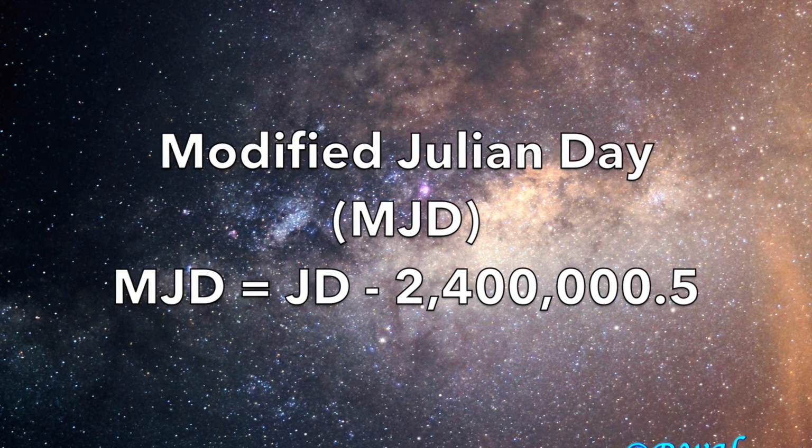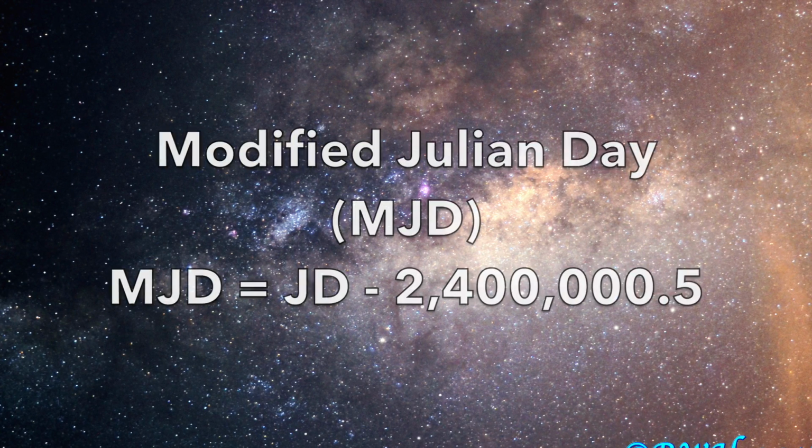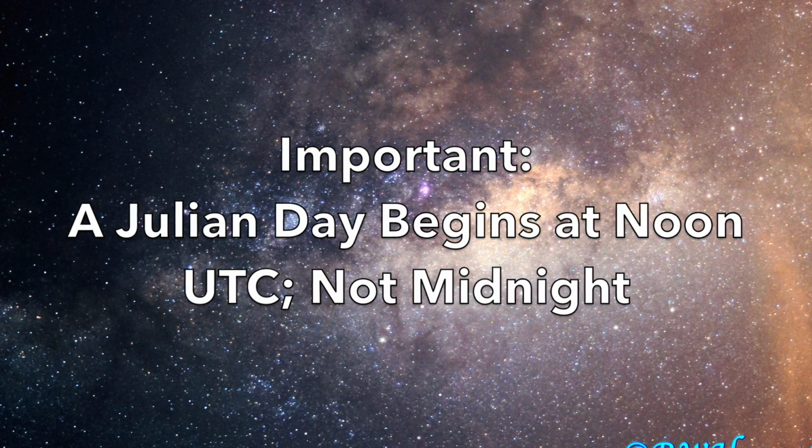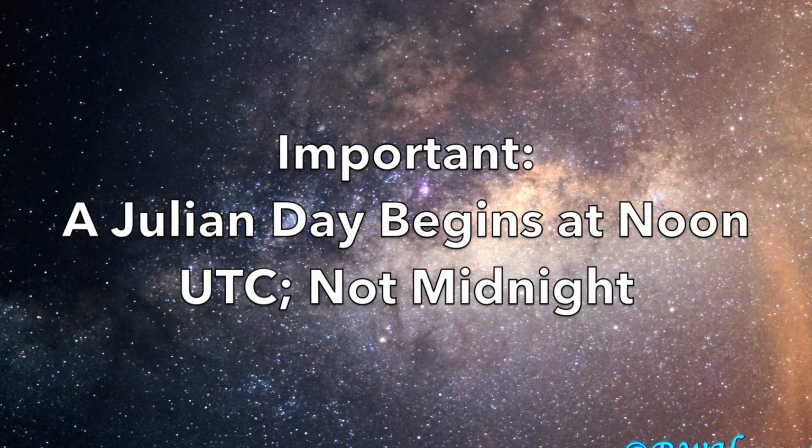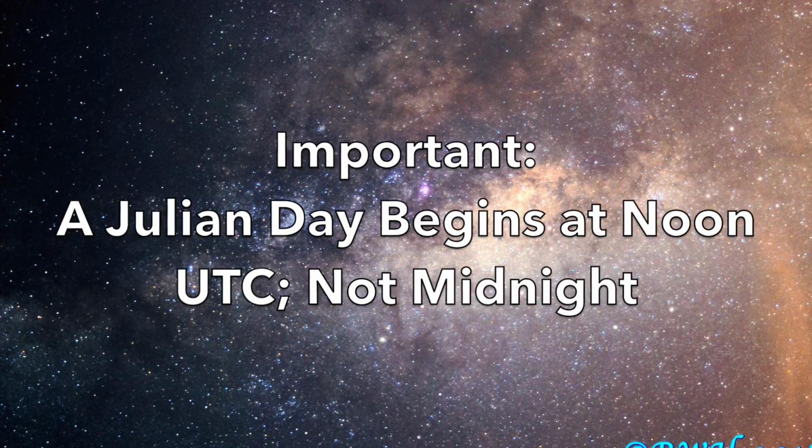An alternate version of the Julian date is the modified Julian day, MJD, which is equal to the current Julian date minus 2,400,000.5. Unlike the Julian date, the modified Julian date corresponds to a time of midnight UTC, as indicated by the 0.5 used in the calculation.